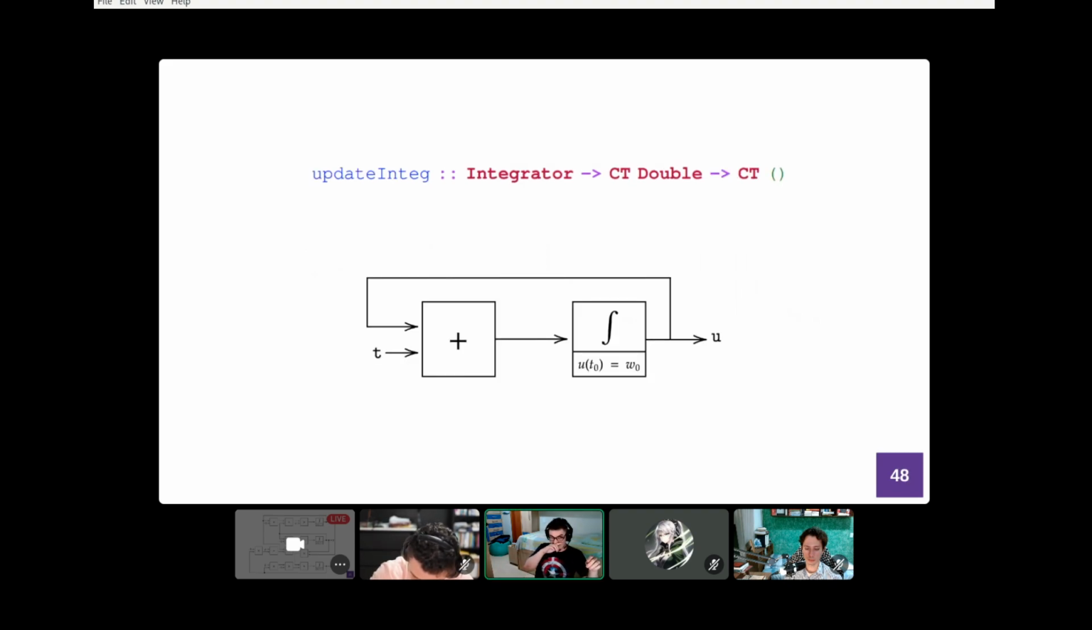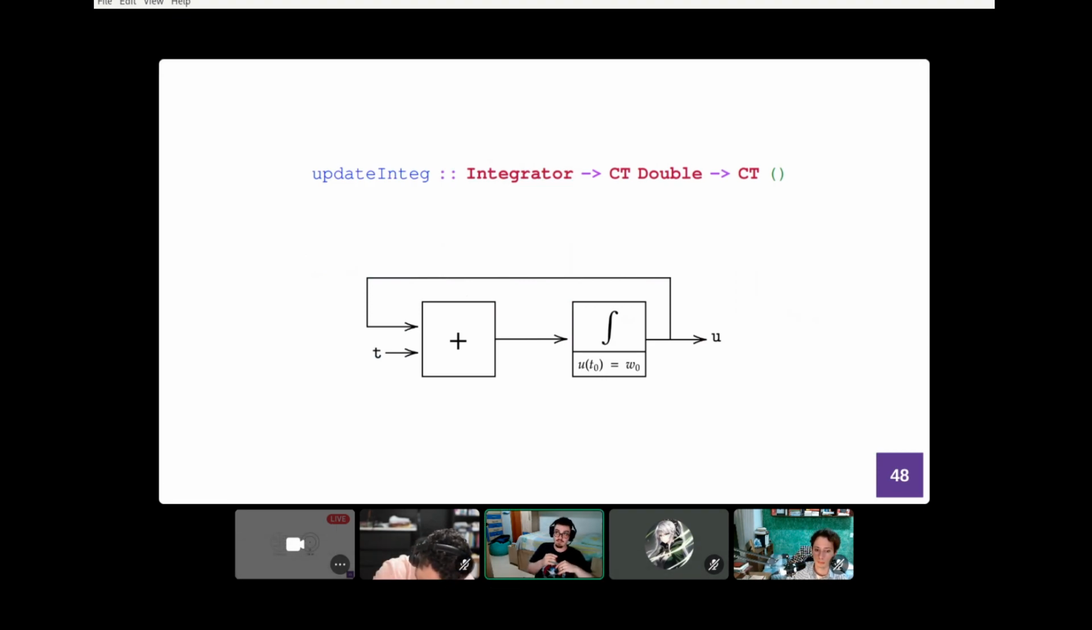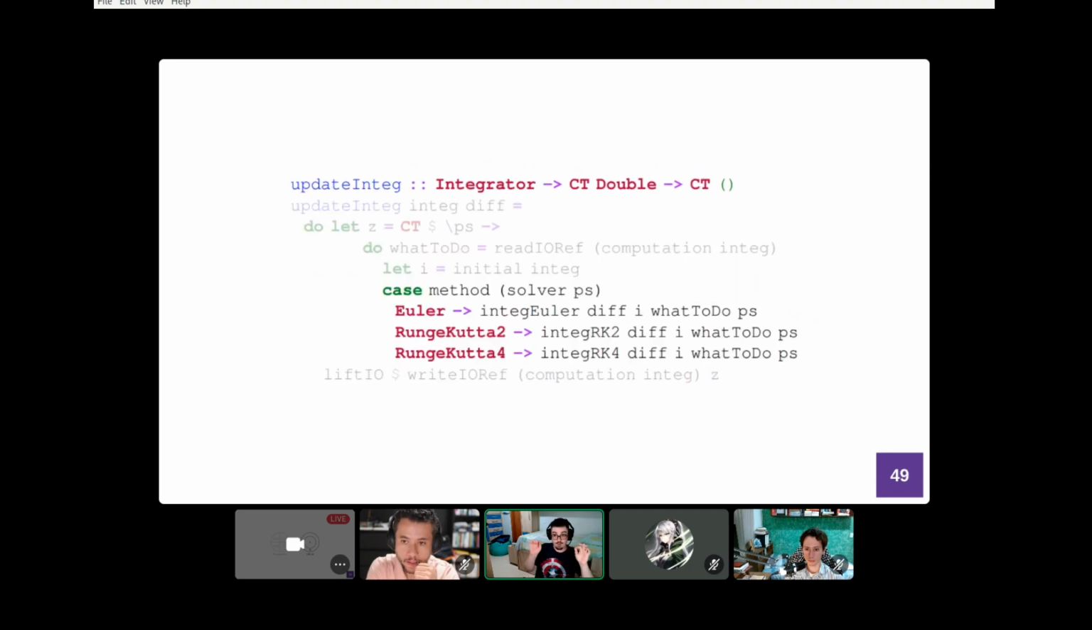And finally, this is the update function, the updating tag. It picks an integrator and a combinational machine represented by a CT machine with a double value and wires them together. Potentially, a feedback may appear, like in this example. There's a special detail about this function. This is where the numerical methods live, right? So this is where we decide how we're going to do the numerical part.